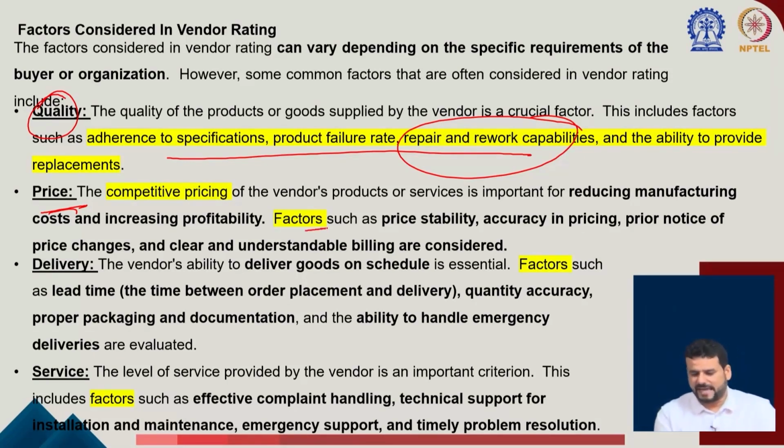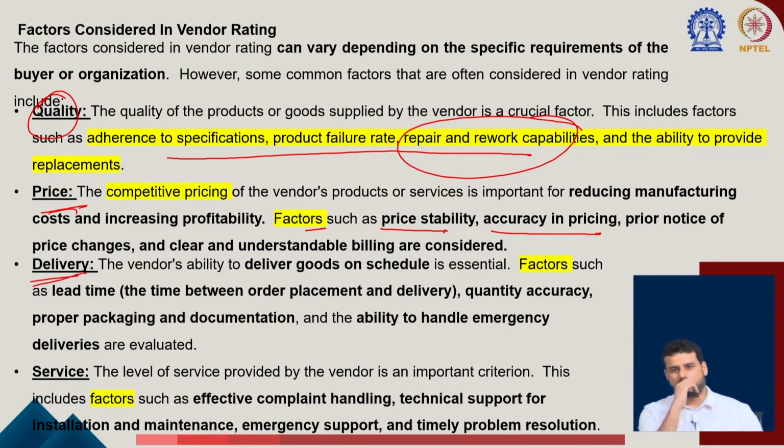Factors like price stability and accuracy we will observe, meaning whether the prices are fluctuating from that particular vendor or they are providing a stable pricing strategy. Accuracy in billing, or if they are changing the price, whether they give us any prior notice. So these kinds of things you are recording for that particular vendor.